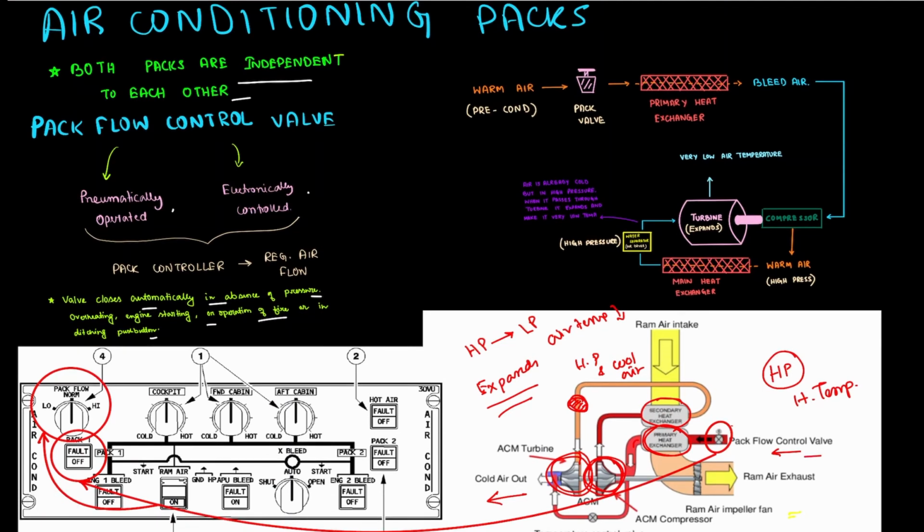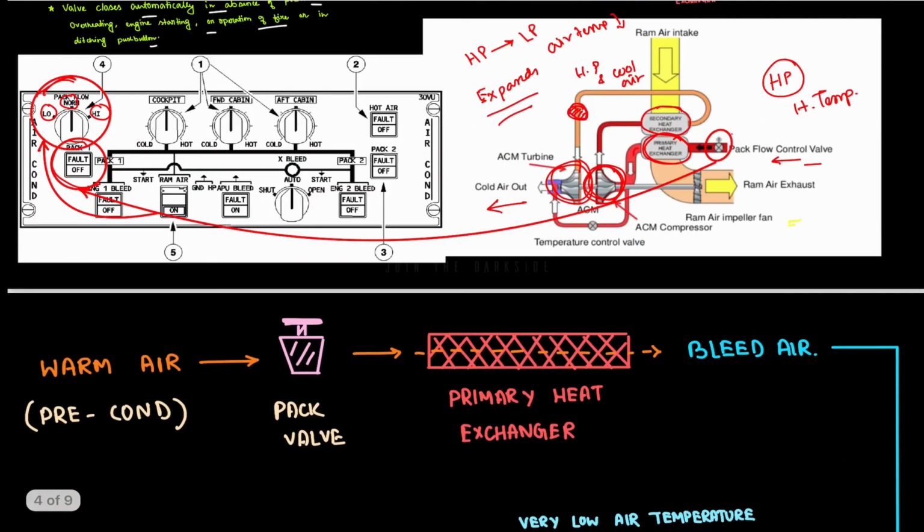The pack flow control valve is basically controlled from this air conditioning panel. This is the pack flow control valve on-off switch, and this is the pack flow control. The flow is low, normal and high. There are three modes of pack flow.